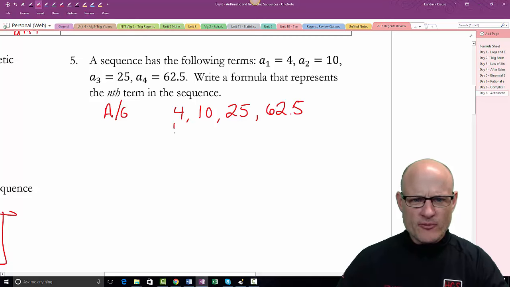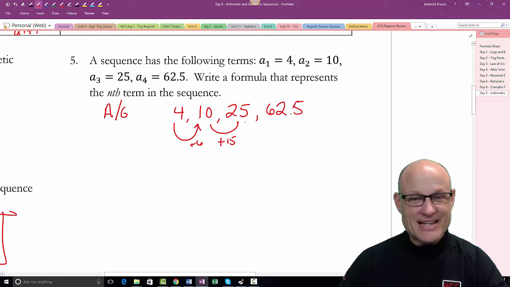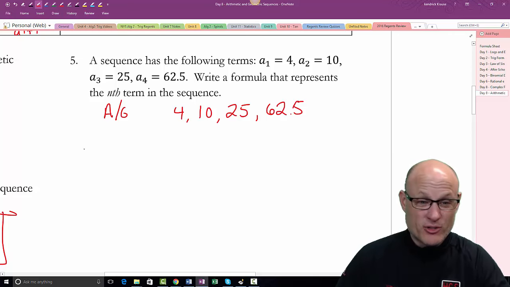Well, to go from here to here, I add 6. To go from here to here, I add 15. Not arithmetic. Right there, I just cancel, cancel, cancel. It's not arithmetic. So the only thing it could be is geometric. So I'm hoping it's geometric. So we're going to find that common ratio.